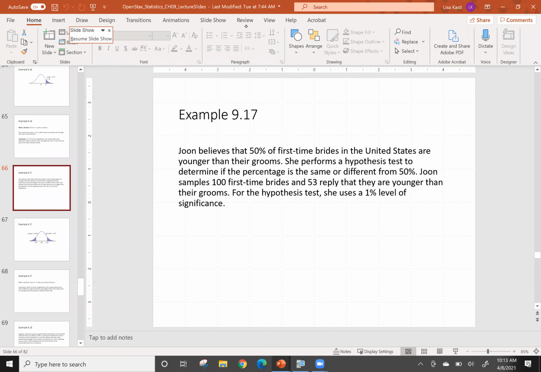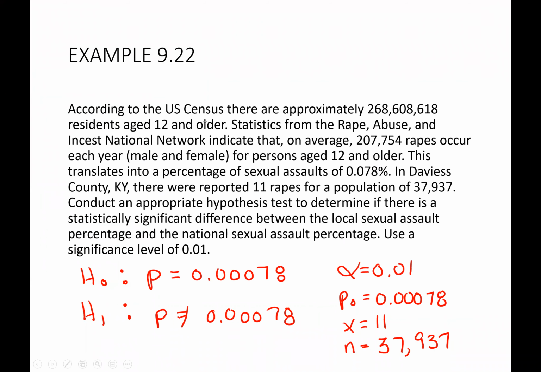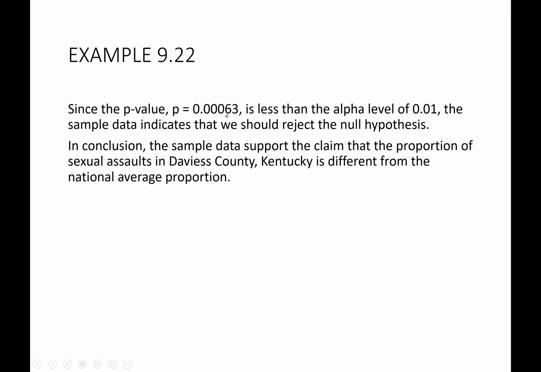But we are rejecting the null hypothesis. Since the p-value, p is 0.00063, is less than the alpha, the sample data indicates that we should reject the null hypothesis. In conclusion, the sample data support the claim that the proportion of sexual assaults in Daviess County, Kentucky is different than the national average proportion.